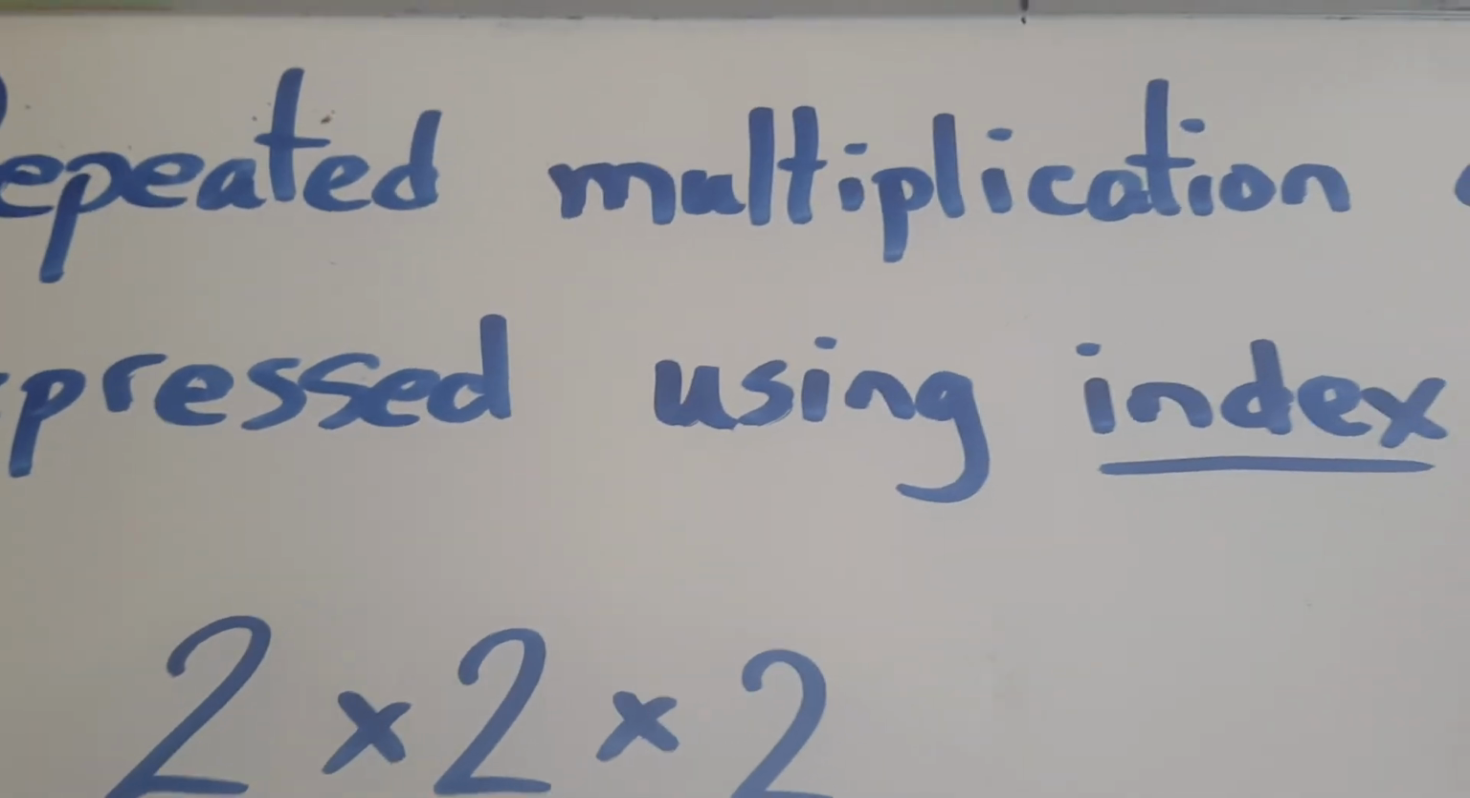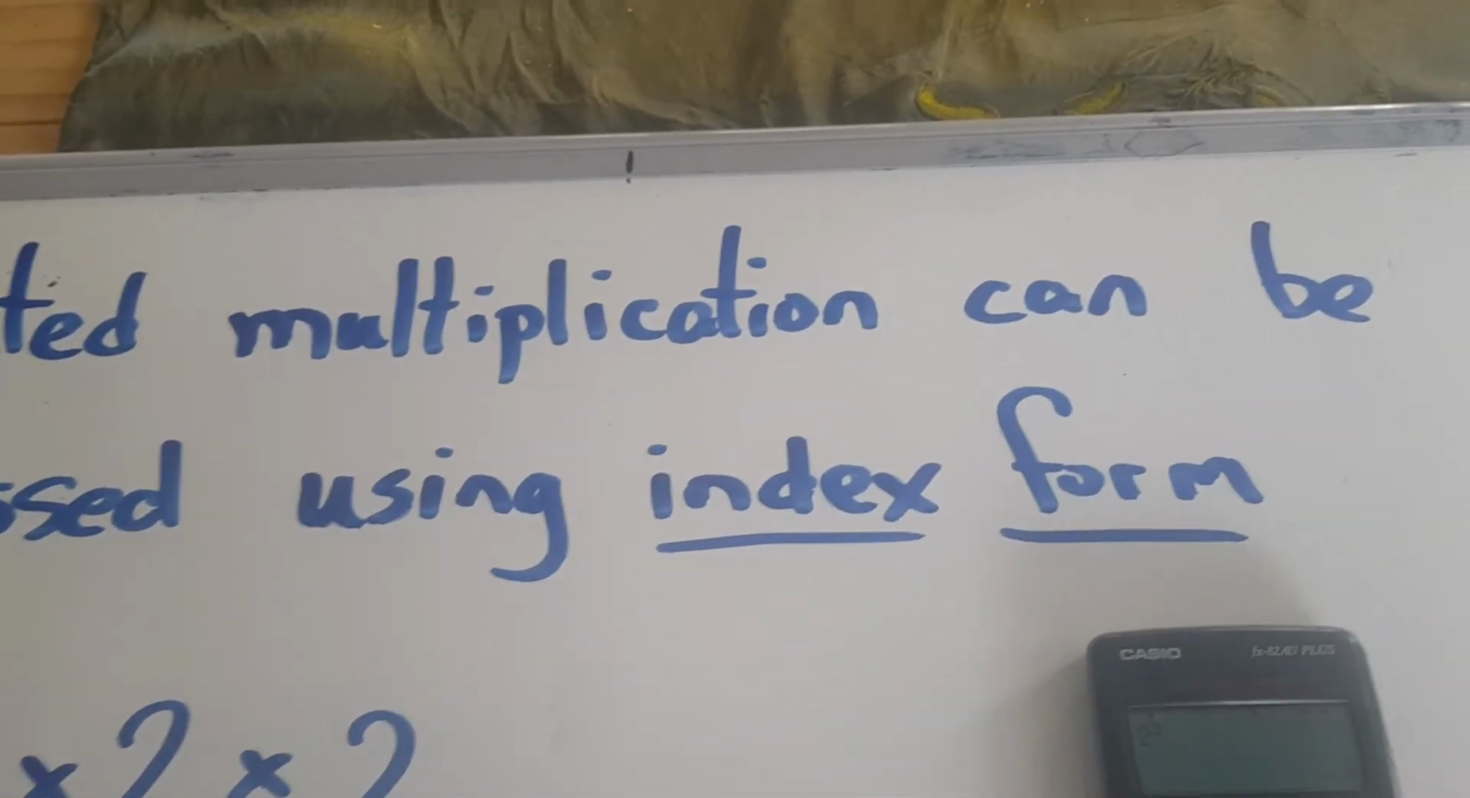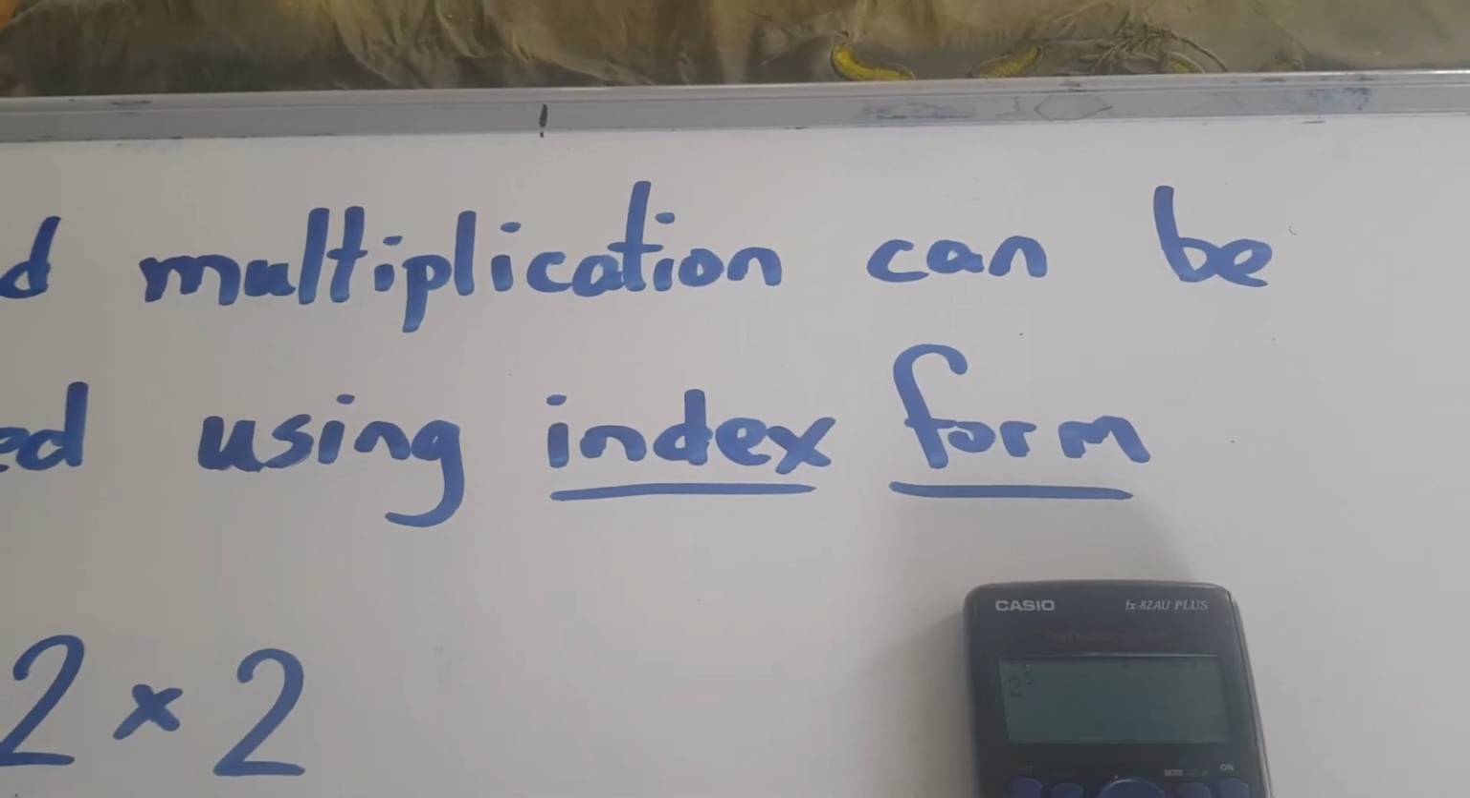There's a little bit about writing repeated multiplication in what is known as index form.